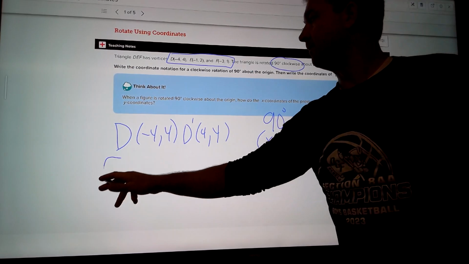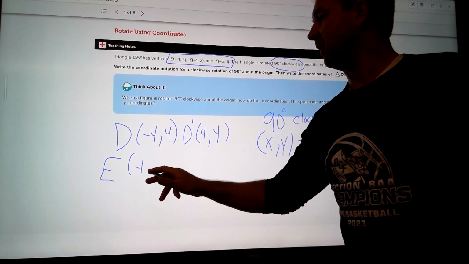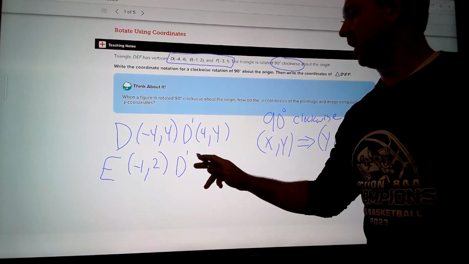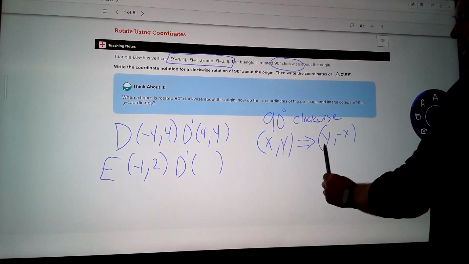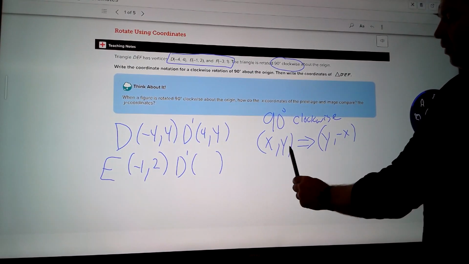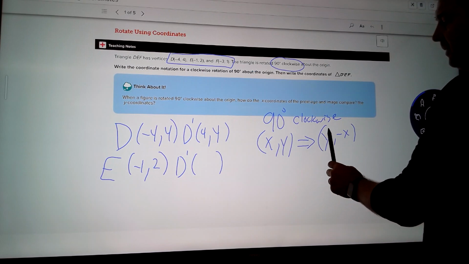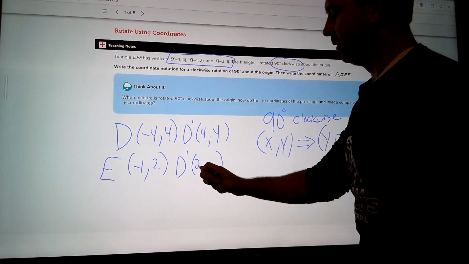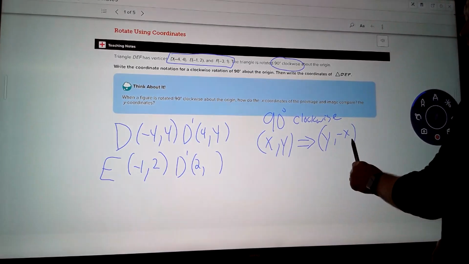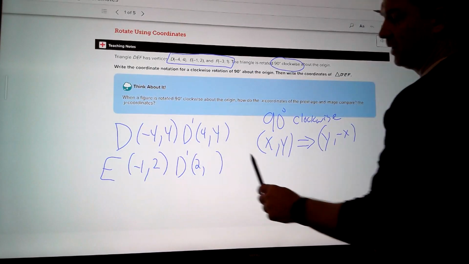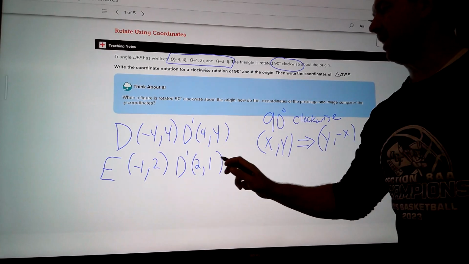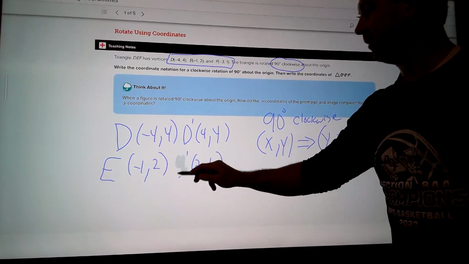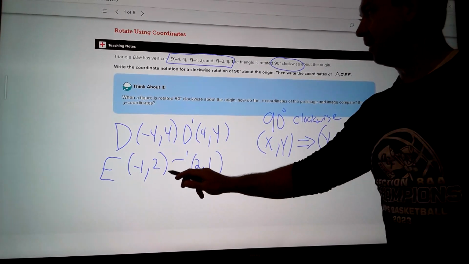How about E? E was negative 1, 2. What would this become, E prime? Again, my y ends up becoming my new x. So my 2 becomes my new x, and my new y is the opposite of what x was. So what's the opposite of a negative 1? A positive 1. Why did I write D again? This should not be D. Apologize for that. This should be E prime.